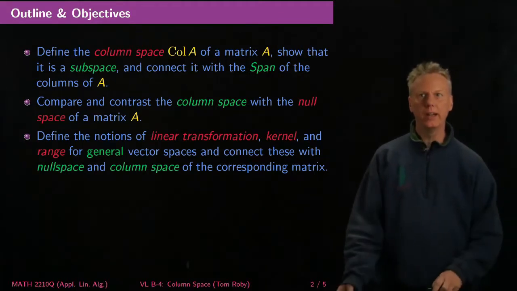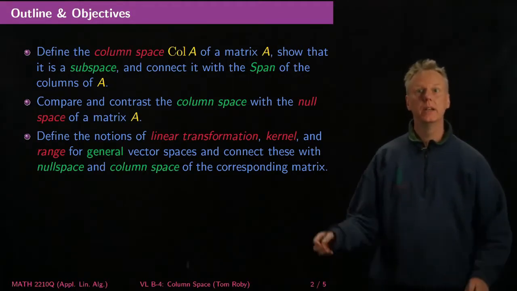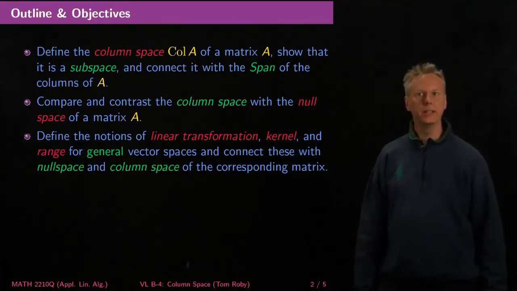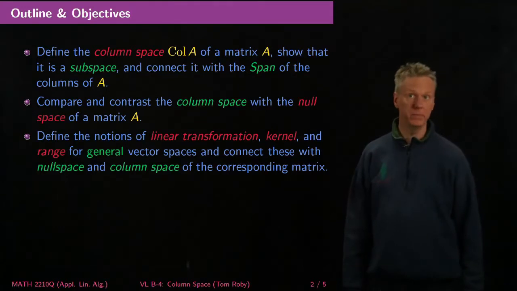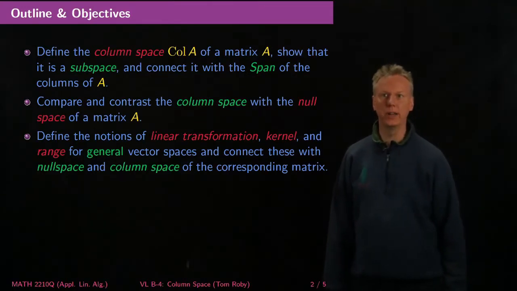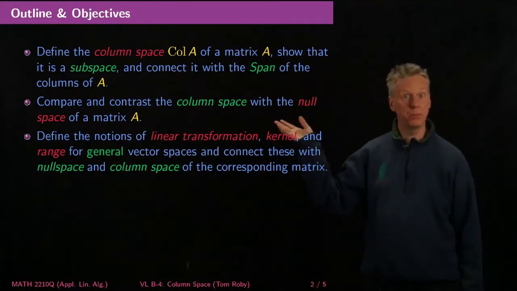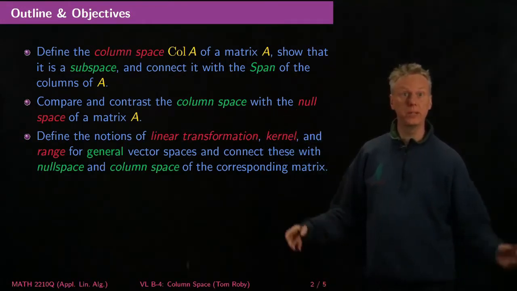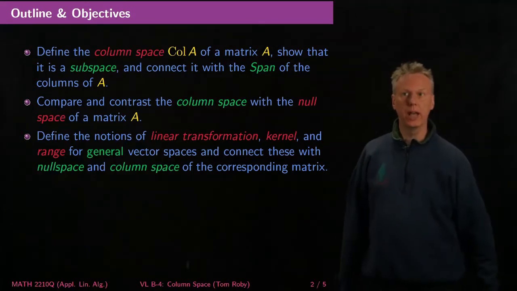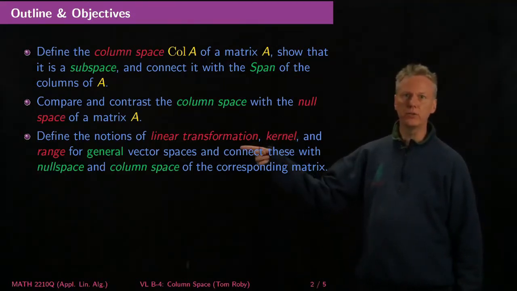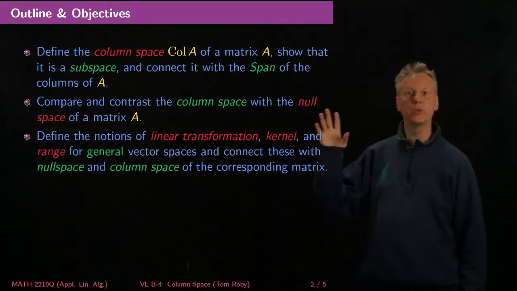We're planning to define the column space of a matrix A. We'll show that it's a subspace, and we'll connect it with the span of the columns of A, which is actually exactly how it's defined. We'll compare and contrast the column space with the null space from the previous video lecture so that we see how they're similar and how they're different. And then we'll define the notions of linear transformation, kernel, and range for general vector spaces.